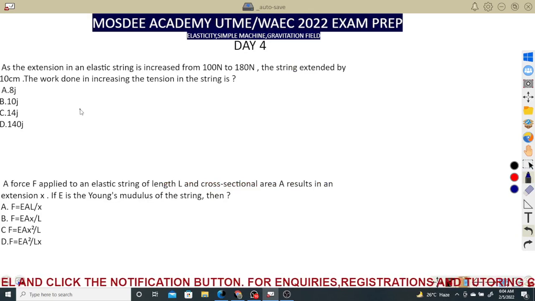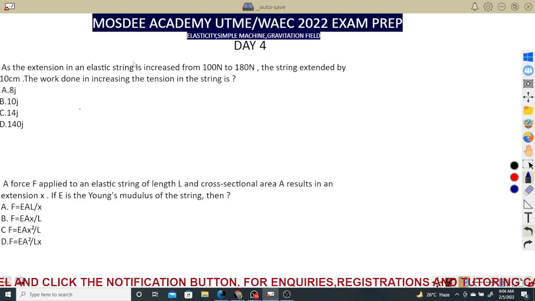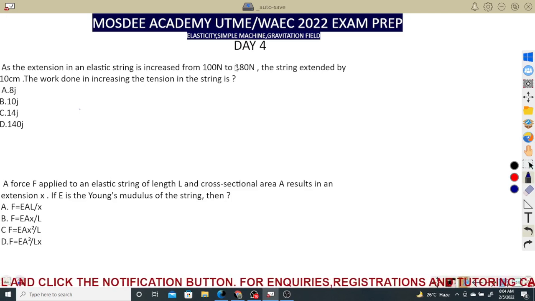Today we are looking into elasticity, simple machine and gravitational fields.